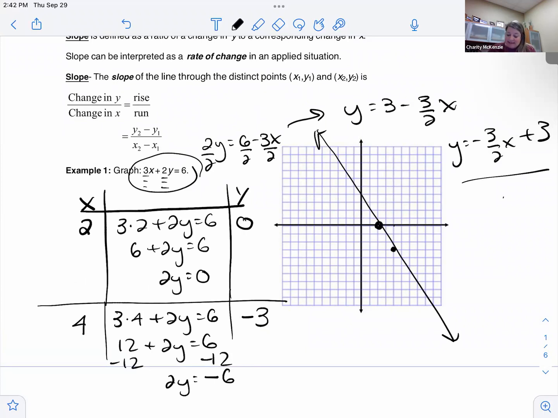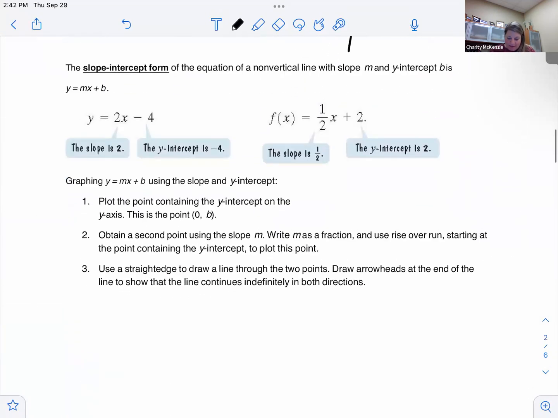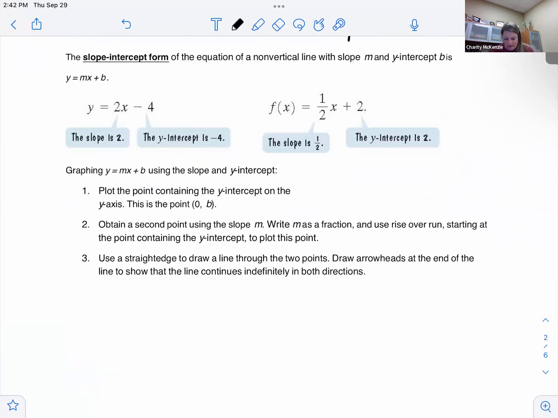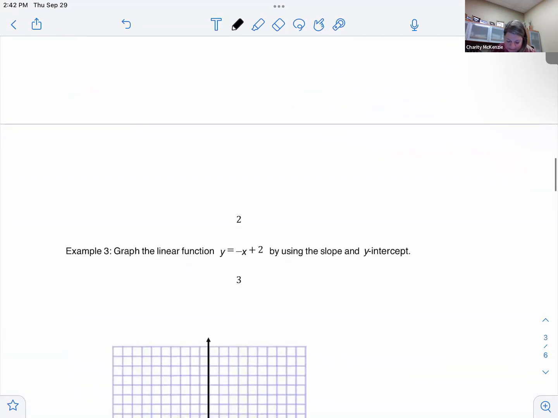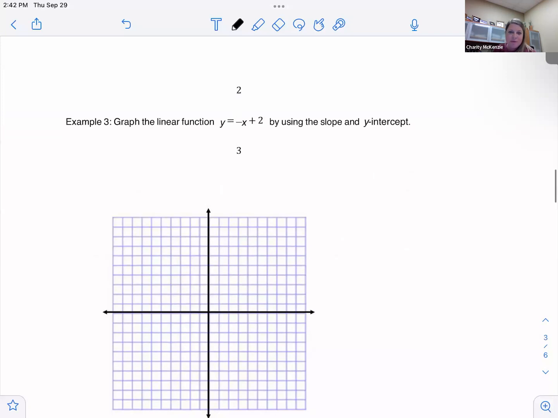Now I see the slope. I see it has to cross at 3. I'll make the 3 really big so it looks like it crosses at 3. All right, let's go back down. So in this form, we just like it because it shows us lots of stuff. I kind of give you some stuff about it here. Okay. Oh, that fraction came through weird.